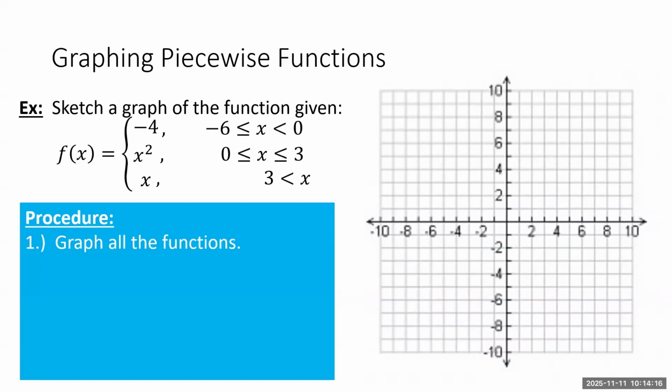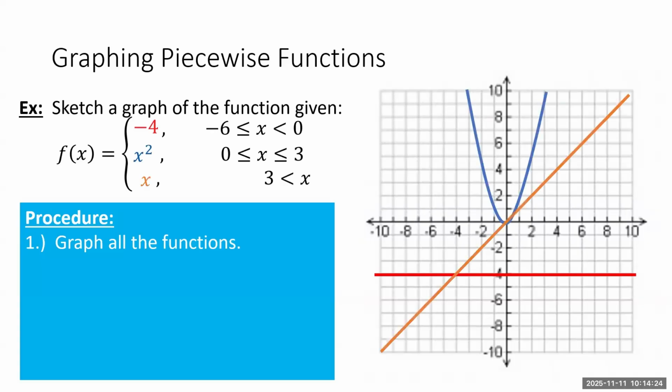For our procedure, step 1 is to graph all of the functions. So we take all of these functions and we put them all on the grid together. It's going to look like a big old mess. But here we have a constant function at −4, which is a horizontal line at y = −4. We have a quadratic parabola passing through the origin because we didn't do any transformations. And we have the identity function, which is x, and that is also on top of this graph. And so they're all plopped on there together. It's kind of a mess.